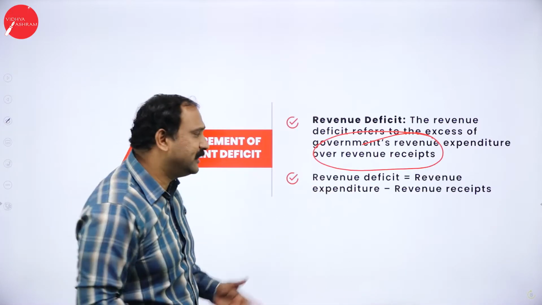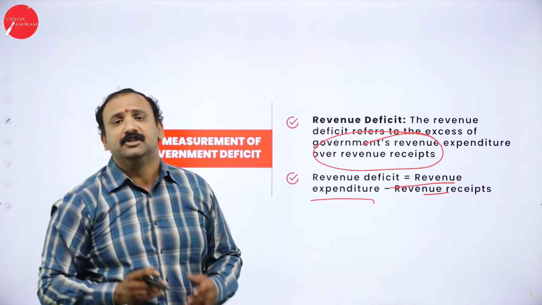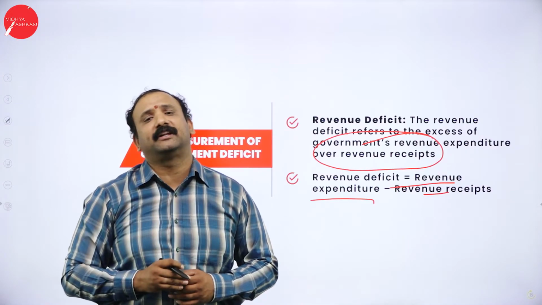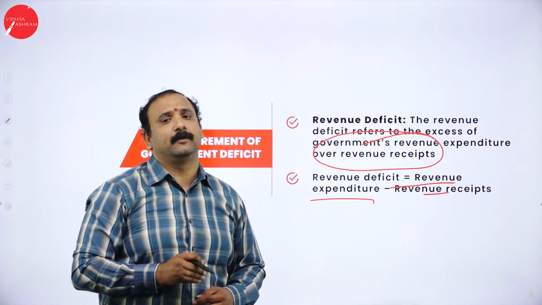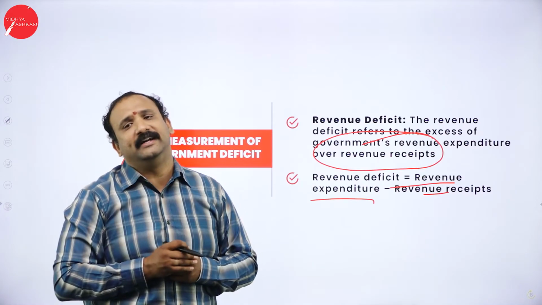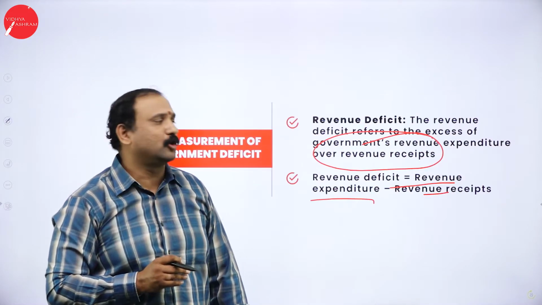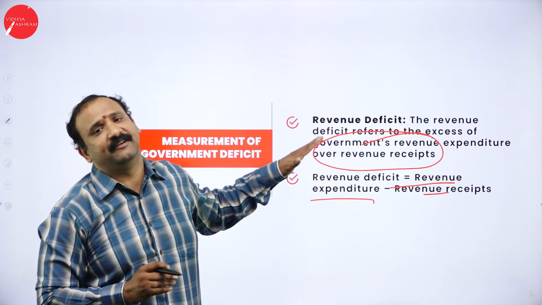How do you calculate it? A very simple formula: expenditure minus receipt. So revenue expenditure minus revenue receipts is equal to your revenue deficit. That's a very simple formula you need to keep in your mind, so that whenever you are trying to understand the revenue deficit, this is the formula that comes to the top of your mind. Expenditure minus receipts will give you the deficit.